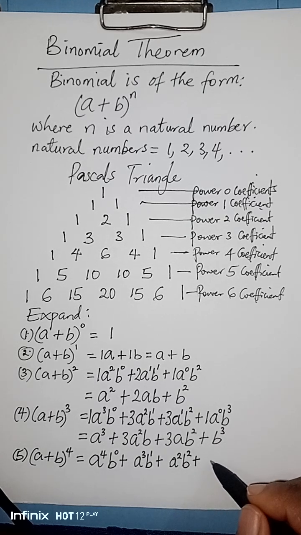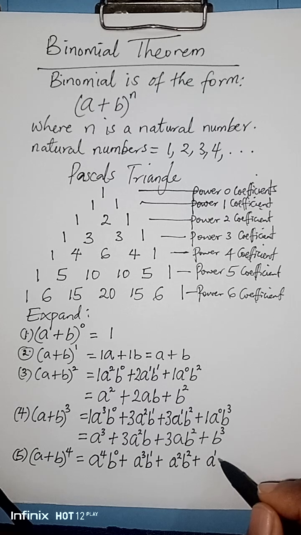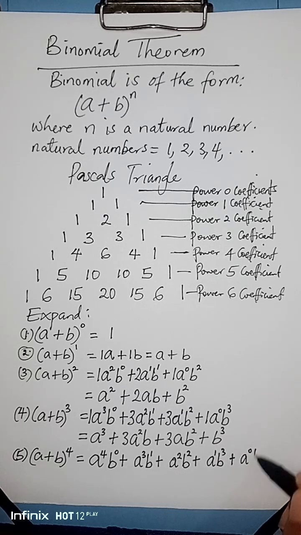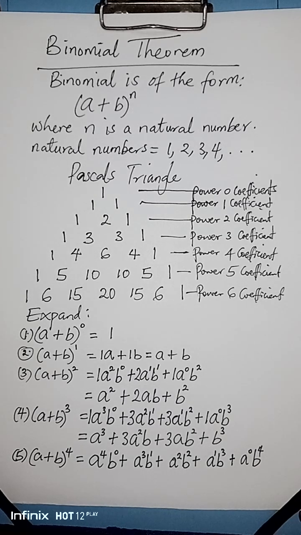Plus a raised to power 1, b raised to power 3. And take one more step. Plus a raised to power 0, b raised to power 4. So if I were you, I'm going to check if what I've done is correct. A4, A3, A2, A1, A0. That's correct. B0, B1, B2, B3, B4. So it shows I'm correct.